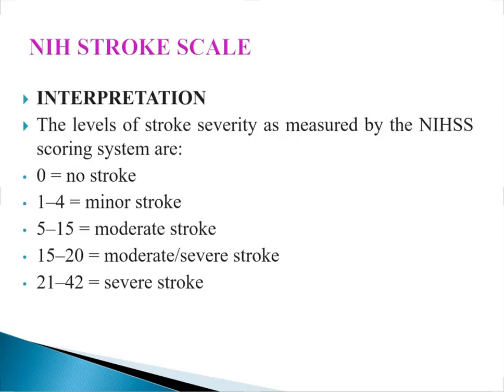So the interpretation of the levels of stroke severity as measured by the NIHSS scoring system is: a score of 0 means no stroke, 1 to 4 is minor stroke, 5 to 15 is moderate stroke, 15 to 20 is moderate to severe stroke, and 21 to 42 is severe stroke.